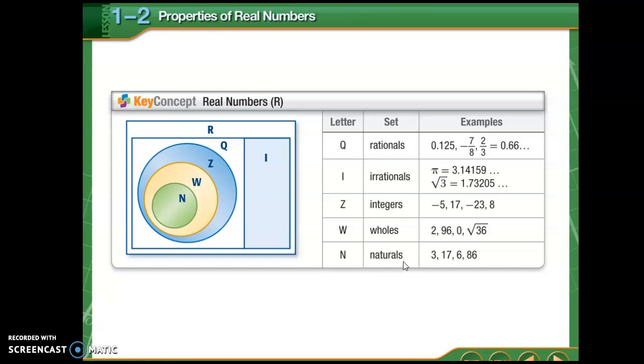The last one is natural. Another name for these numbers is counting numbers. What's the difference between natural and whole numbers? Whole numbers include 0, while natural numbers don't, because you don't count using the number 0. Those are the different kinds of real numbers.